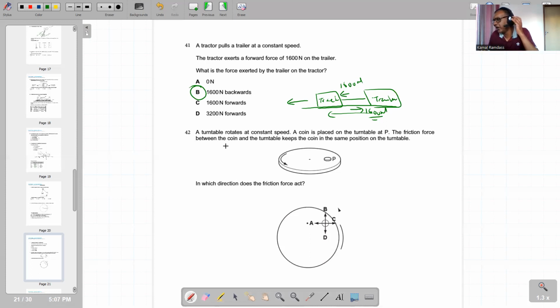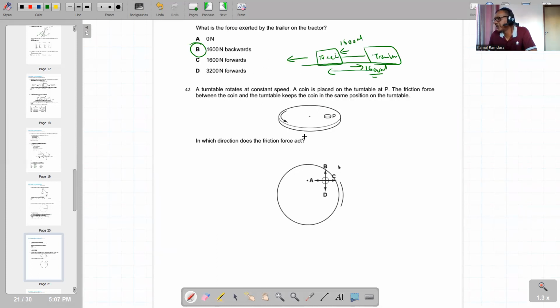A turntable rotates at constant speed. A coin is placed on the turntable at P. The friction between the coin and the turntable keeps the coin in the same position on the turntable. In which direction does the friction act? OK. Mon table peut turn dans sa direction là, hein? OK.